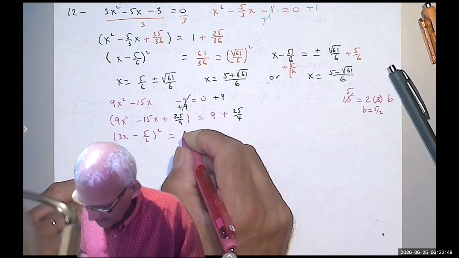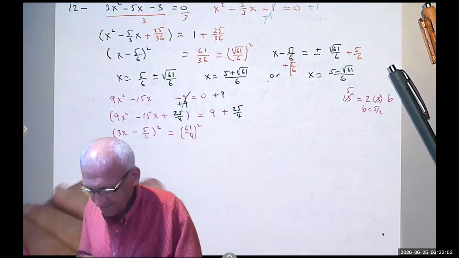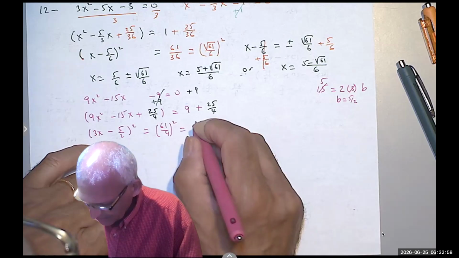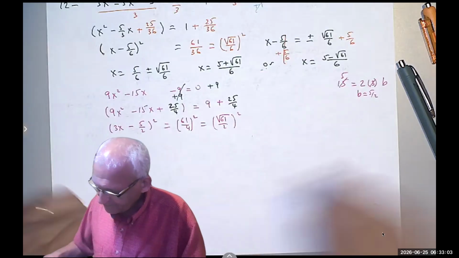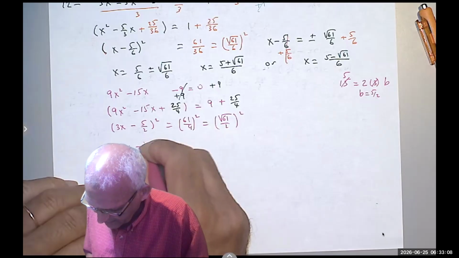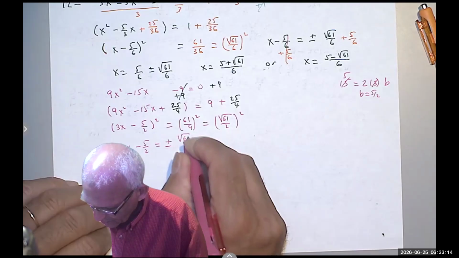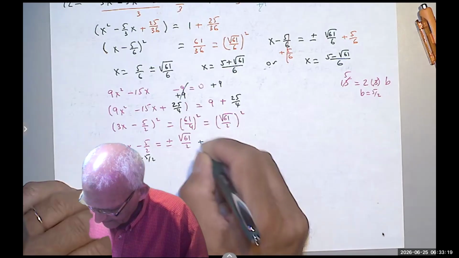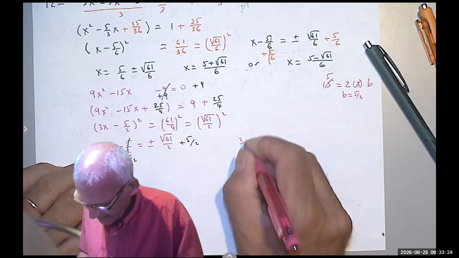So I get 61 over 4. I can write this as (square root of 61 over 2) squared, which leads to the following. 3x minus 5 halves equals plus or minus square root of 61 over 2. I'm going to add 5 halves to both sides. And you can see now we are getting the same answer.